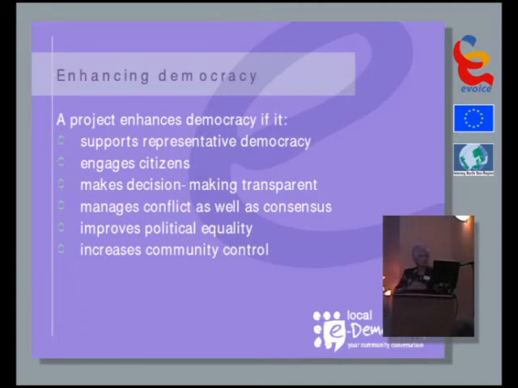A project enhances democracy, see if you agree with this, if it supports representative democracy, well, I would agree with that one, wouldn't I? If it engages citizens, if it makes decision-making transparent, and this is the one I really like, if it manages conflict as well as consensus.